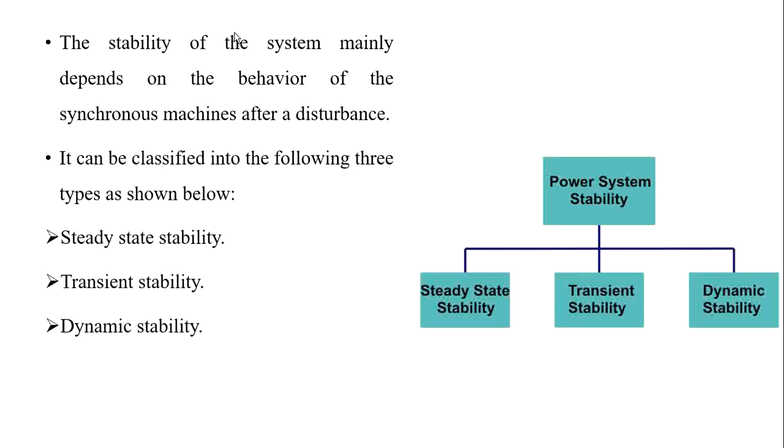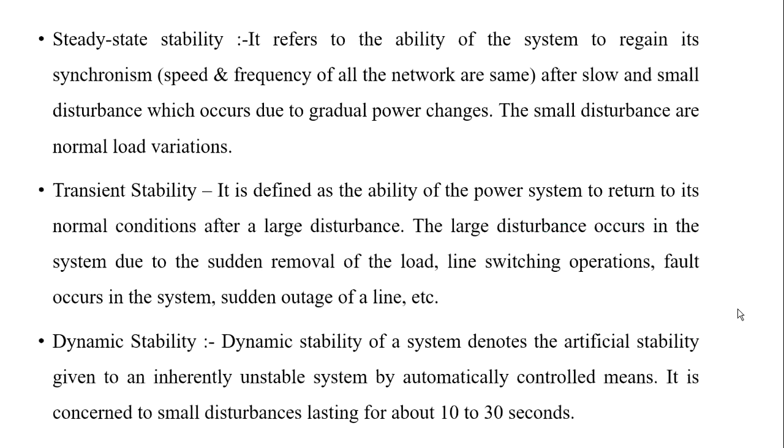The stability is classified into three types: steady state stability, transient stability and dynamic stability. Now we will look into what is steady state, transient and dynamic stability. Steady state stability refers to the ability of the system to regain its synchronism after slow and small disturbances which occur due to gradual power changes. The small disturbances are normal load variations. If small load variations occur in a system and the system regains its synchronism, then that stability is called steady state stability.